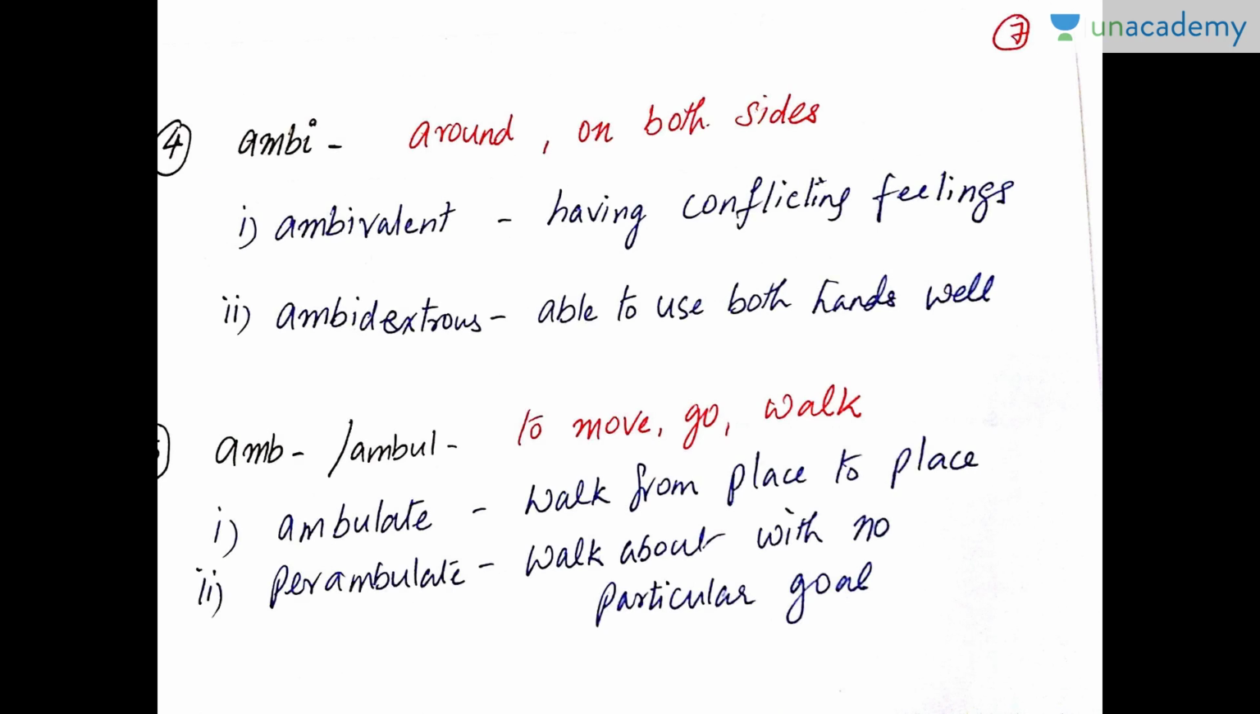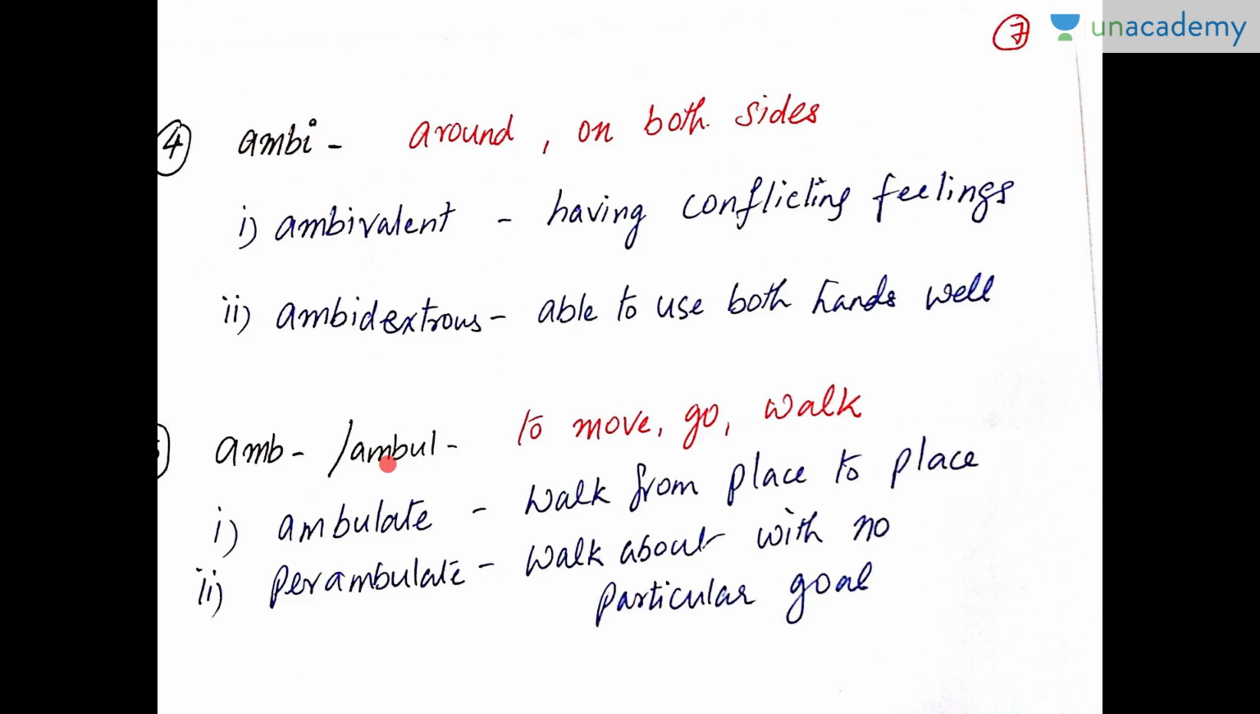Now another root would be ambi. Ambi is around or on both sides. So ambivalent is having conflicting feelings. This you can break up as ambi and valent. Valence means plus or minus. So it means that someday it is plus, someday it is minus. So to have conflicting feelings. Similarly, ambidextrous. Dextra is always connoted with the hand. So ambidextrous is somebody who can use both their hands well.